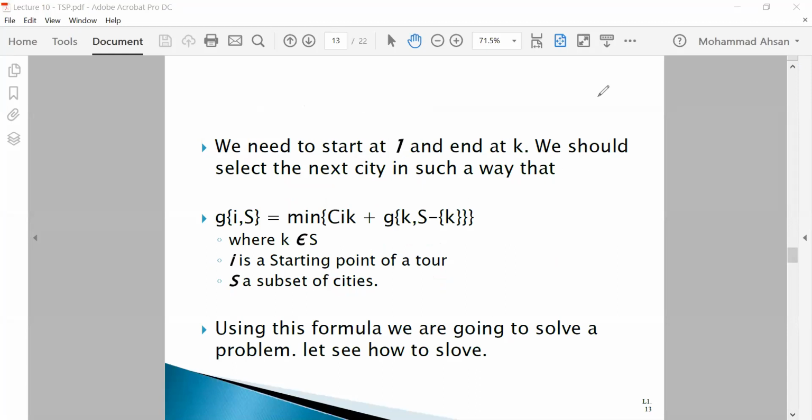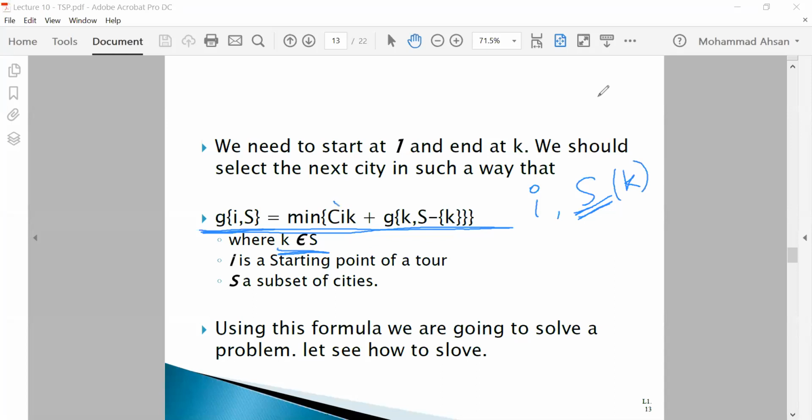So if we start at 1 and we end at k, how should we select our next vertex? If you are at any point, your next vertex should be selected in this way. What does this say? It says if you are at I and you have this set left, this set can have any number of vertices. If you select the vertex k from this set, let's say there are 3 vertices in this set, there'll be 3 values you can possibly select. So you have to select all the 3 values, and then see which of the 3 values gives you the minimum cost.